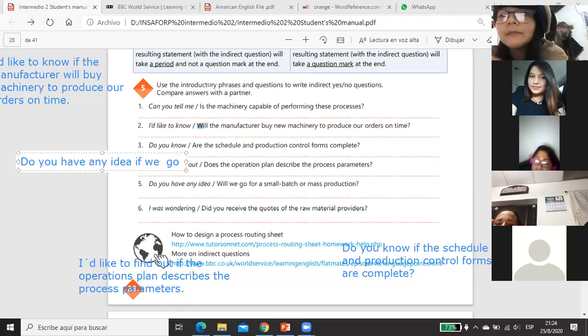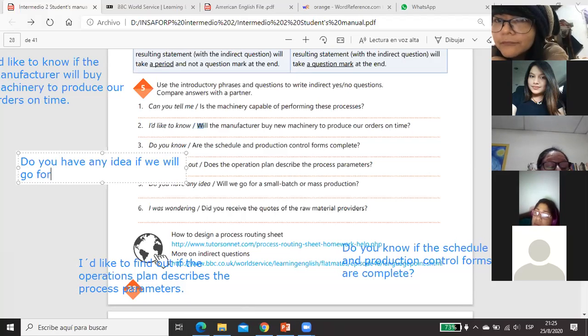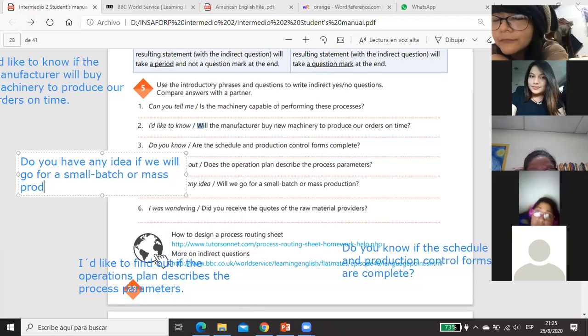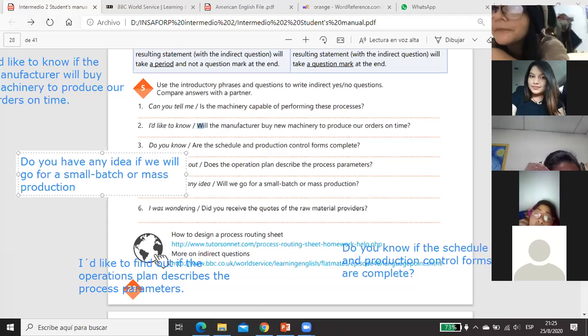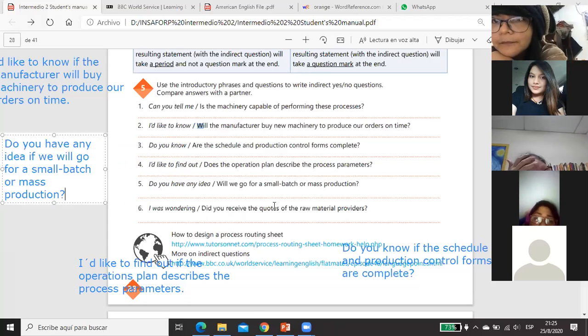Is it missing something? ¿En qué tiempo estamos? What tense are we using here? Future. So what are we missing to make a future sentence? There you go. Will. Okay. If we will go for a small batch for mass production. Do you have any idea? Question mark, right? Because it's a question. All right, just missing number six. Does anybody want to help with number six? Anybody else?